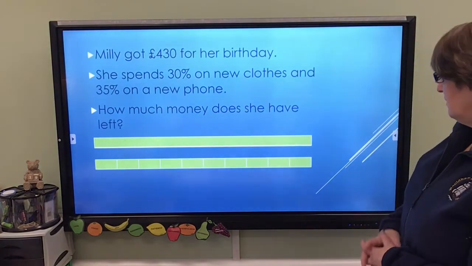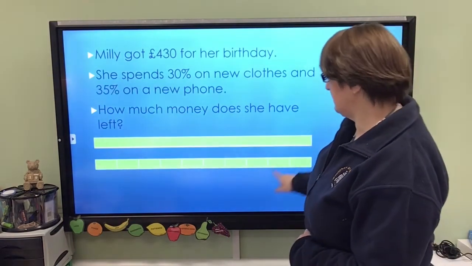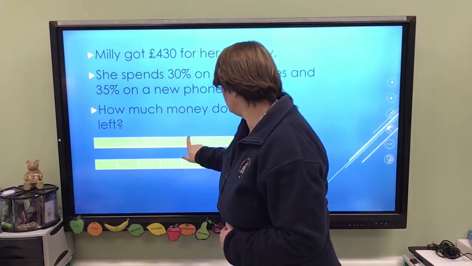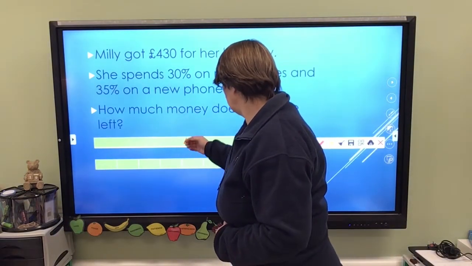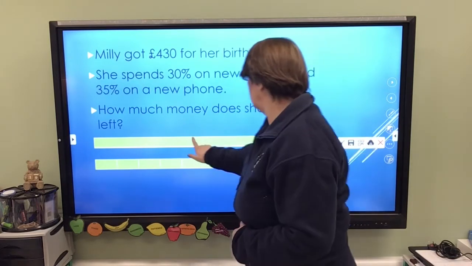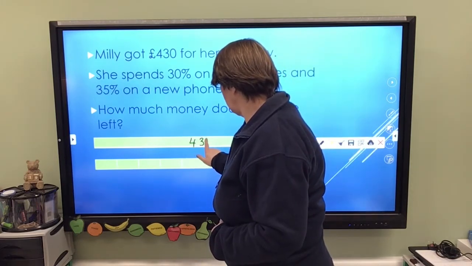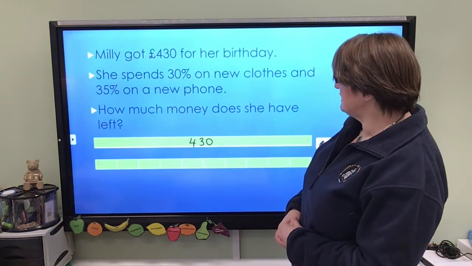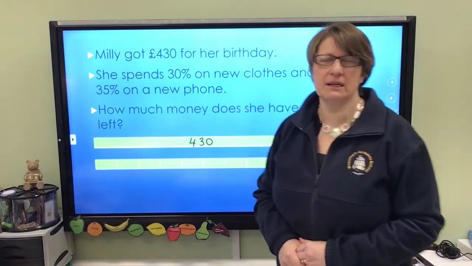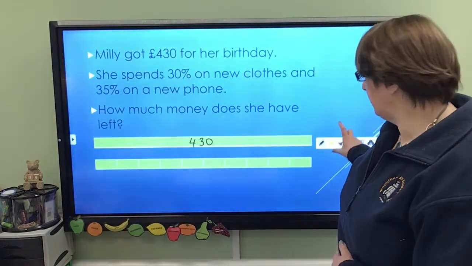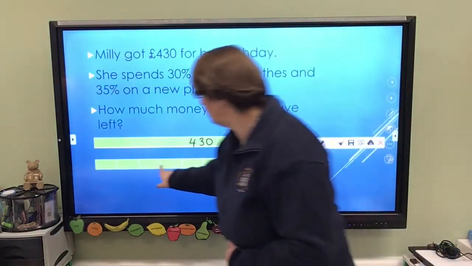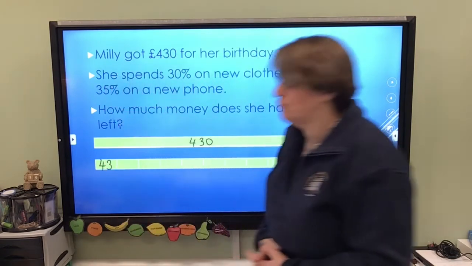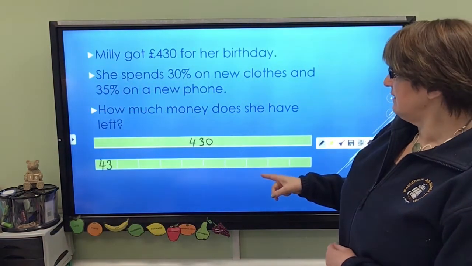So we have our bar, and this will be our 100%. So that will be our 430, which is all the money Millie's got. And then she spends 30%. So let's find out our 10% first. So to find our 10%, we're going to split this into 10. So one of these sections, and 430 divided by 10 will give us 43. So we've got our 10% here.